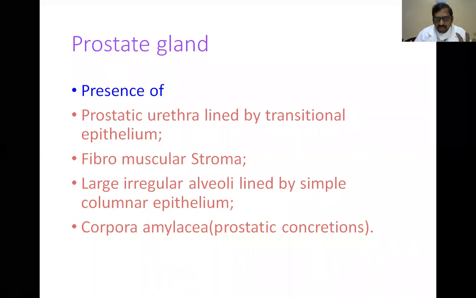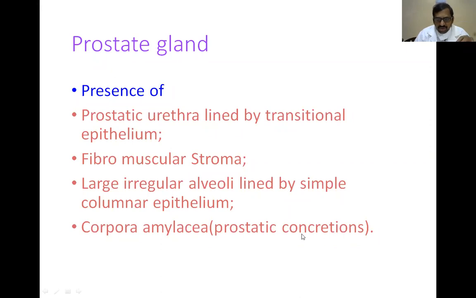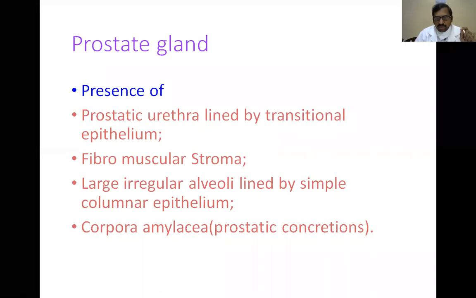Another characteristic feature of the prostate gland histology is corpora amylacea. They are also called prostatic concretions, and they are present in the lumen of the prostatic alveoli. These are the characteristic features of the histology of the prostate gland.